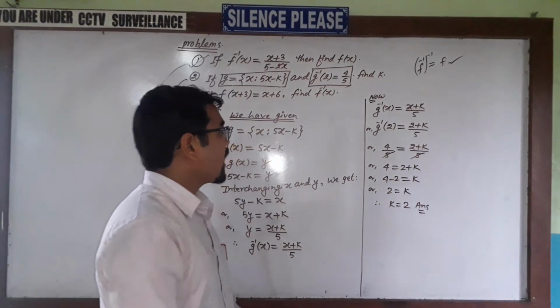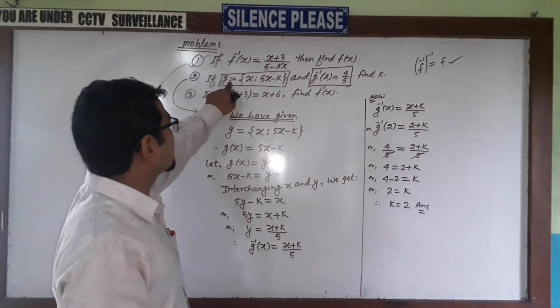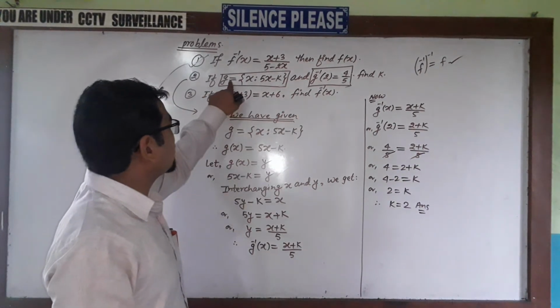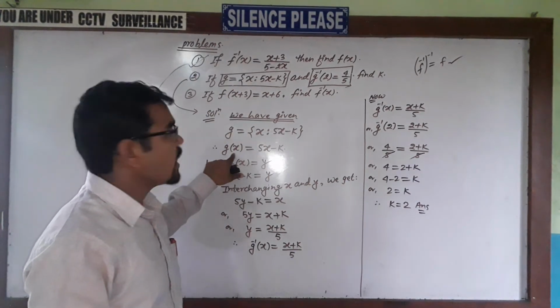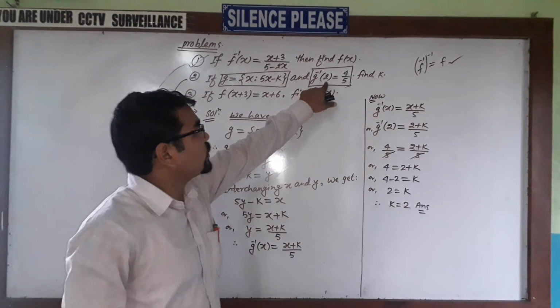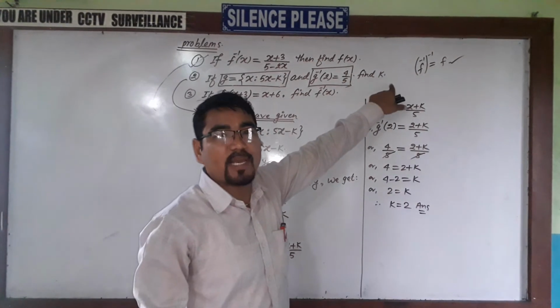Everybody, I hope you understood. Here I have nothing to do, just G of x is already given in this form. This can be written as g of x. Then G inverse 2 is equal to 4 by 5. This is the condition. Our target is to find the value of k.